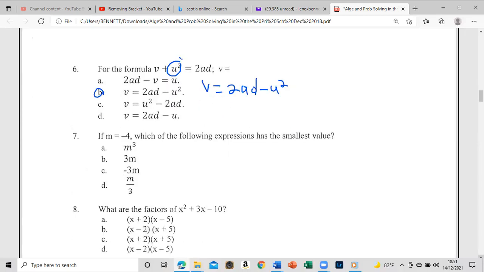All right. If m is equal to -4, which of the following expressions has the smallest value? So you're gonna work out all of them, right? All right. So that's, no, you don't have to work it out. It'll be this, because this is going to be -64. Hold on. Remember, this is like m to the power. Let me show you why it has to be this. Yes, sir, -64. Exactly.